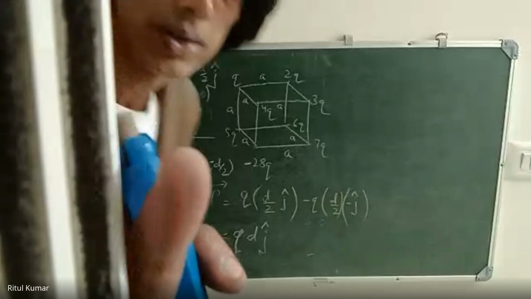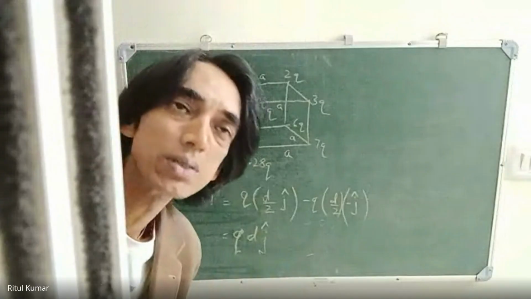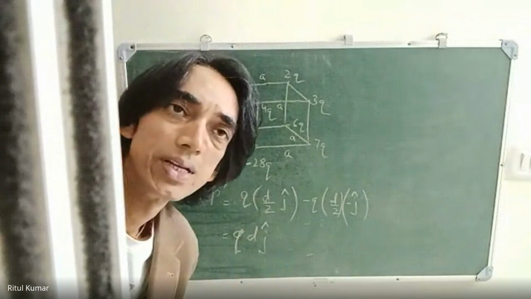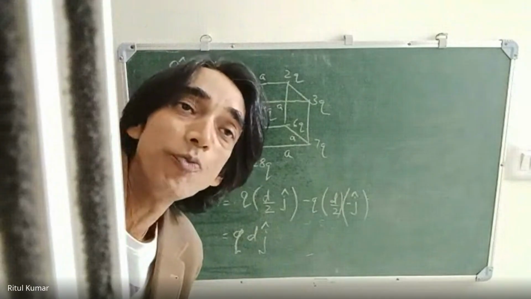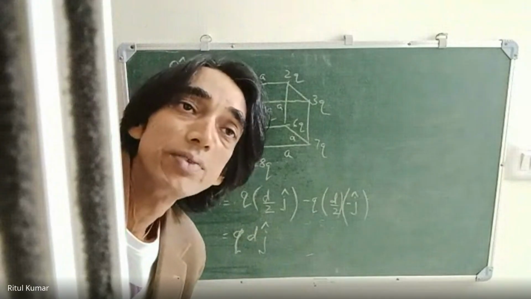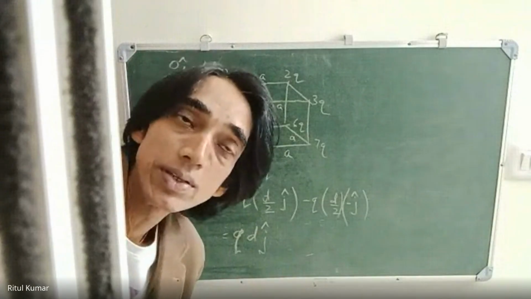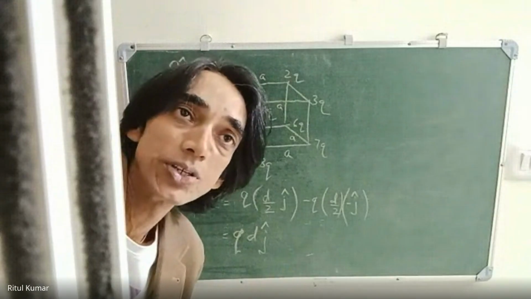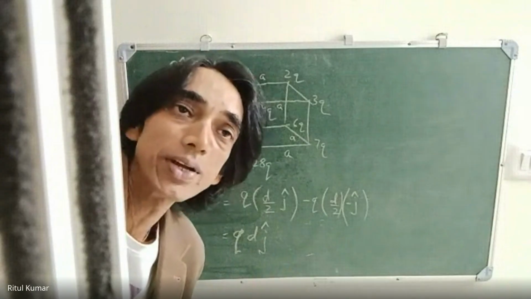You didn't know. It's not your fault. You didn't know what dipole moment is. This is what dipole moment is. Dipole moment is not defined as q into d. Dipole moment is defined as the summation of the product of charge with their respective position vectors. I repeat, summation of the product of charge with their respective position vectors.